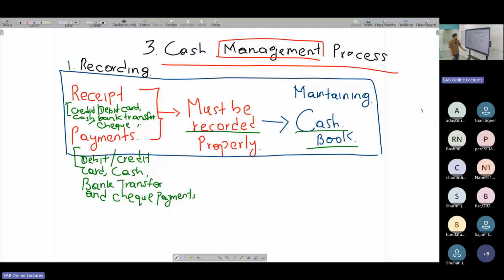Under the first one, there is another subsection: reconciliation. So first you have to record whatever transactions take place in cash. The second step, I would say 1.1 in the same recording, is reconciliation, specifically bank reconciliation.